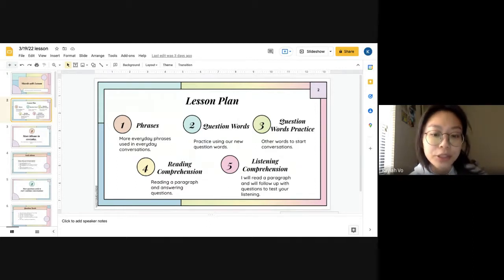And then we also do a reading comprehension and a listening comprehension to help him really expand his vocabulary, but then also be able to read it and then understand it. And it just makes listening a little bit easier once you're already in the mindset.